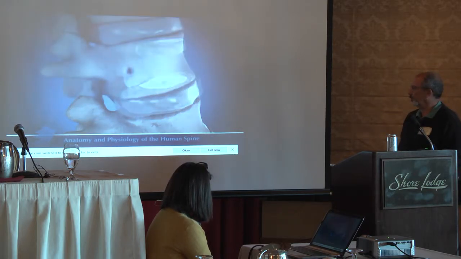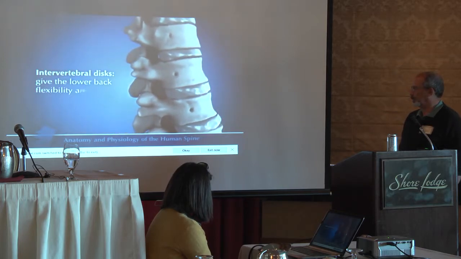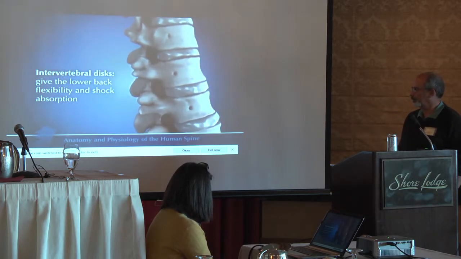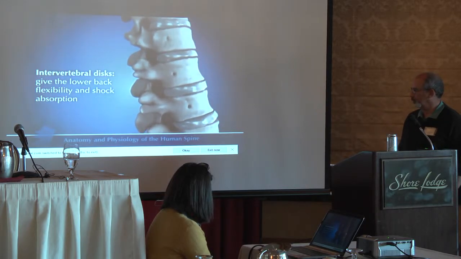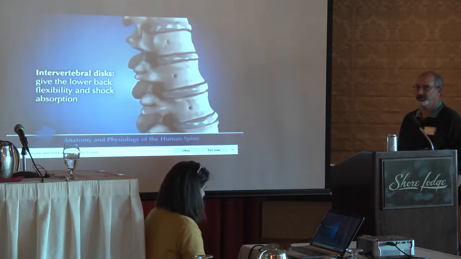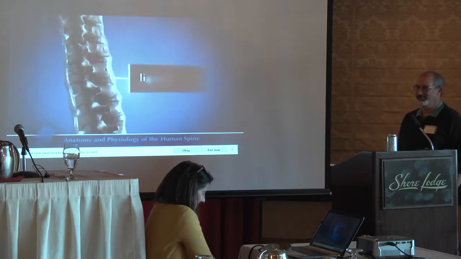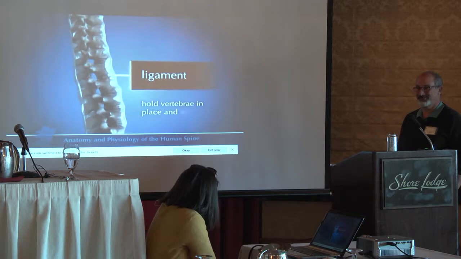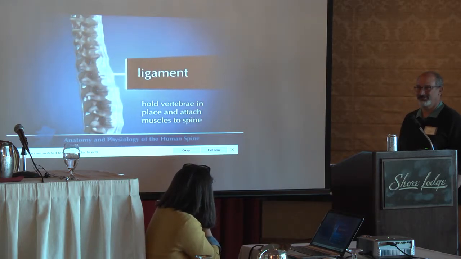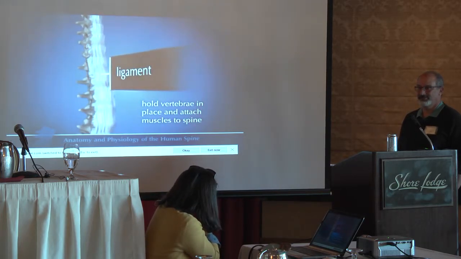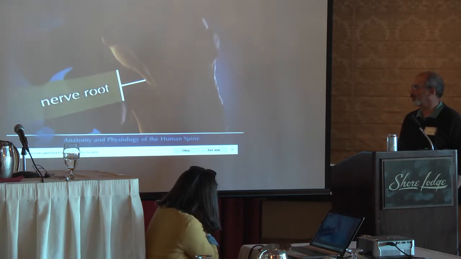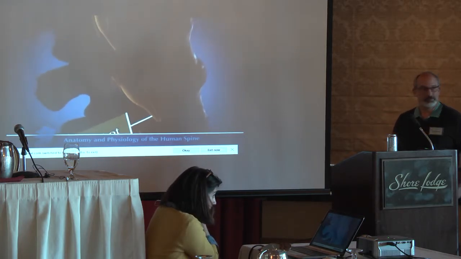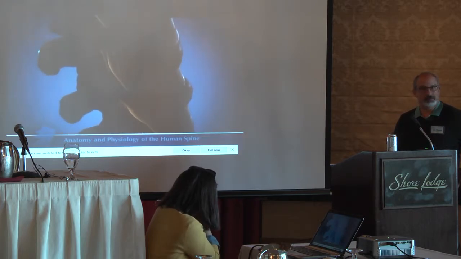These discs and the space between the bones that they fill give the lower back flexibility. The discs act much like shock absorbers throughout the spinal column to cushion the bones as the body moves. Bands of tissues called ligaments and tendons hold the vertebrae in place and attach the muscles of the back to the spinal column. Small nerves called roots enter and emerge from the spinal cord through spaces between the vertebrae.